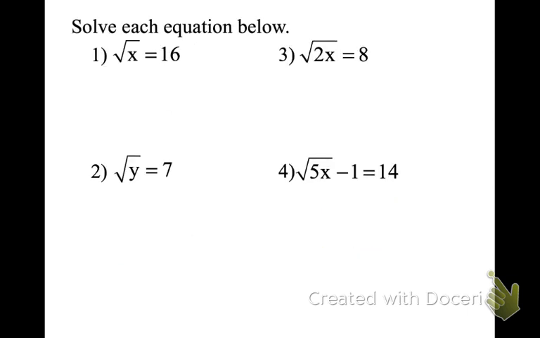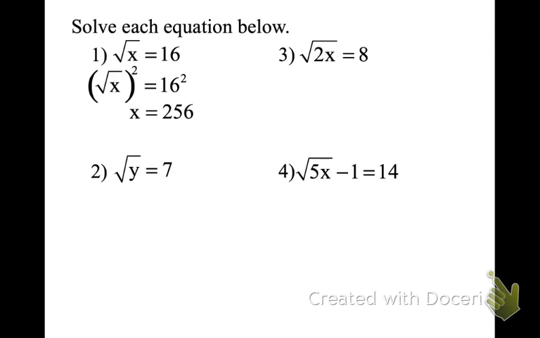So when I get something like number 1, rad x equals 16, to get rid of the radical, I have to square both sides. Then I get x equals 256. Pause the recording and try the next one on your own.